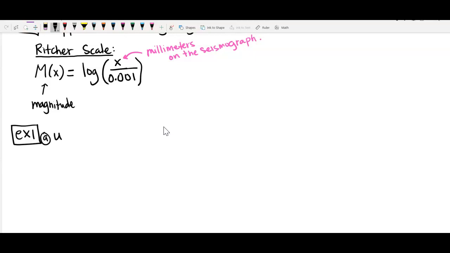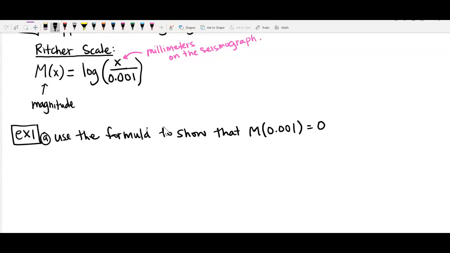So part A, I want you to use the formula above here to show that a magnitude of 0.001 equals 0. So we're talking about this, right?